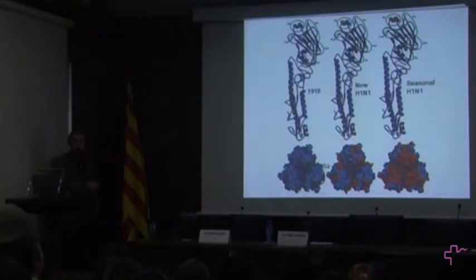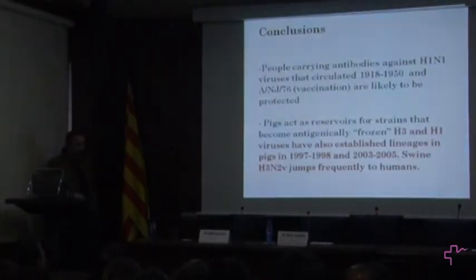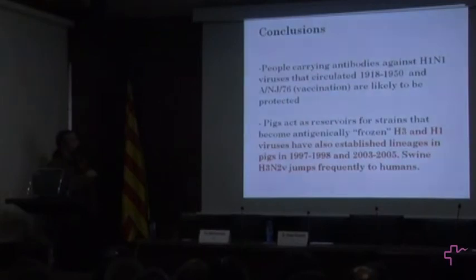And that was probably the reason why people that have antibodies against old influenza viruses against this site are still able to protect against infection with this new H1N1. So what we learned from these studies is that people carrying antibodies against the H1N1 virus that circulated 1918 to 1950, and also swine 1976 antibodies, and this could have been done by vaccination.